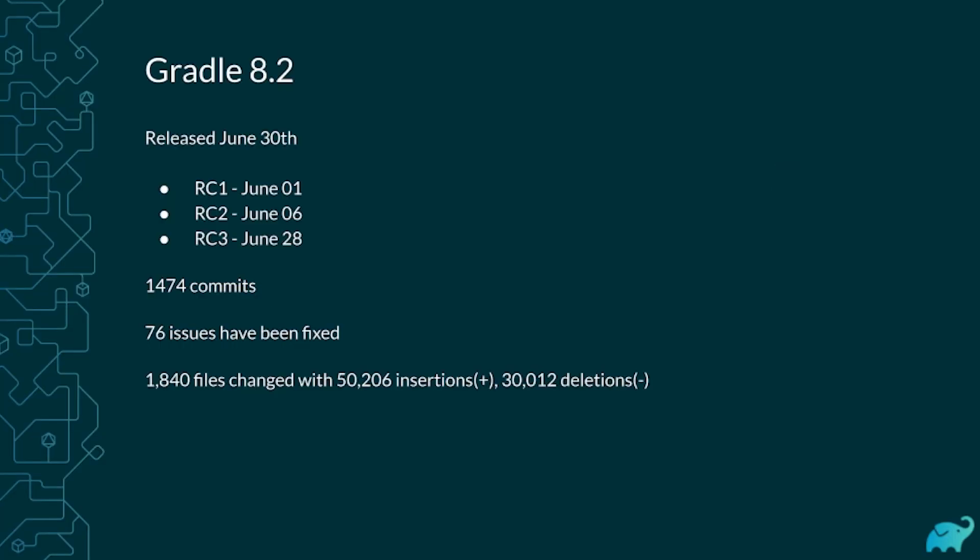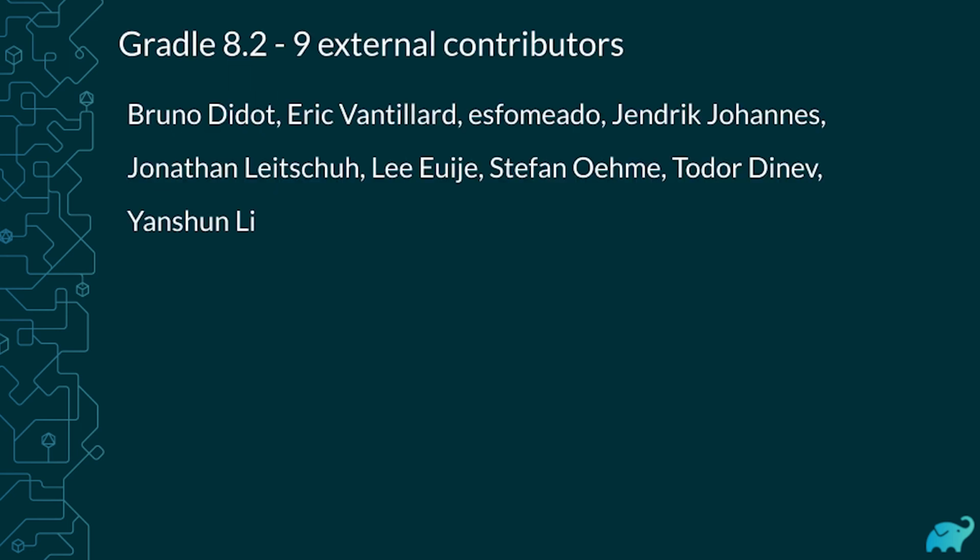So first of all, we released 8.2 on June 30th. After three release candidates, we have a release that has quite a number of changes, with nearly 1,500 commits, 76 fixed issues, and as you can see, quite a number of code changes, whether it's additions or deletions. And thanks to our community, we actually have 9 external contributors, so thanks a lot to all of them. I will not try to read their names because I may just fail on some of the peculiarities of them, but it's really appreciated to have contributions from the community.